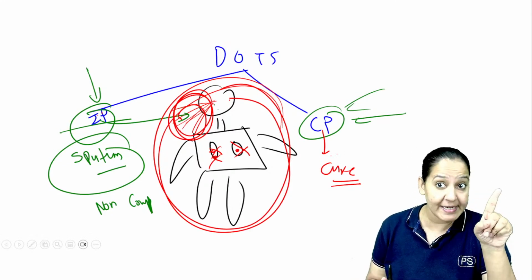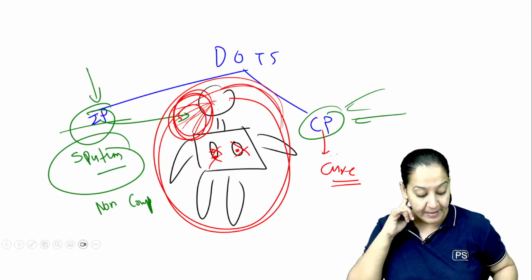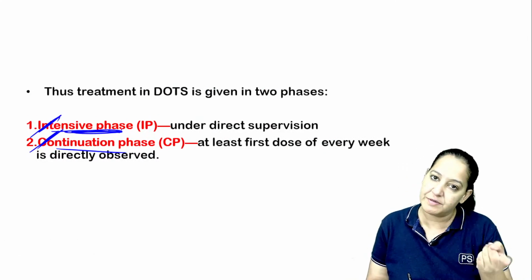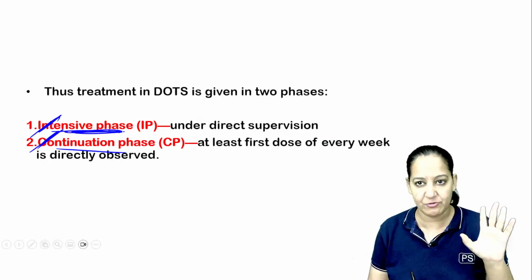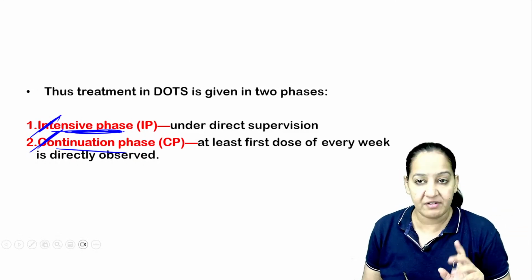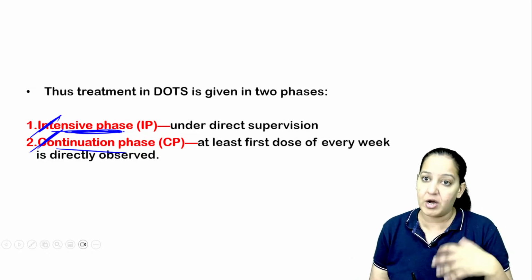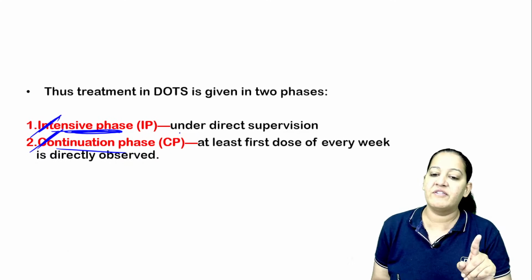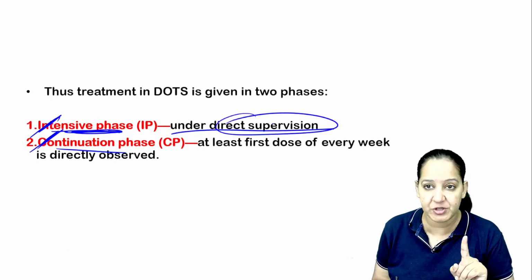There are two phases, intensive phase and continuation phase. Now in the intensive phase, we ask the patient to come to the hospital daily, right? For how many months the treatment is there, I will tell you with the two categories, category A, B, 1, 2, whatever. In that, the patient has to come to the hospital daily from Monday to Saturday, and in front of our eyes we will give the treatment. That is under direct supervision.